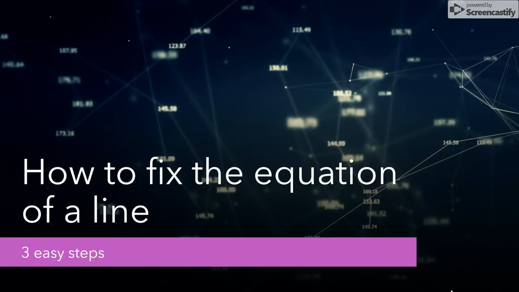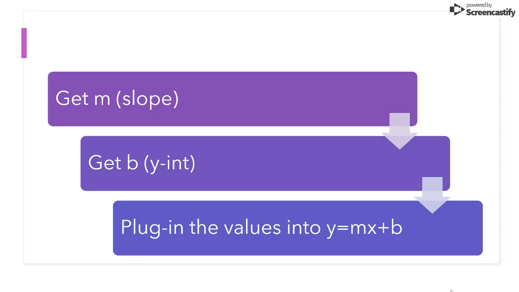Hi guys, today we're going to learn how to find the equation of a line in 3 easy steps. Which ones are the 3 easy steps? 1. Get the slope. 2. Get b. 3. Plug in the values into y equals mx plus b.